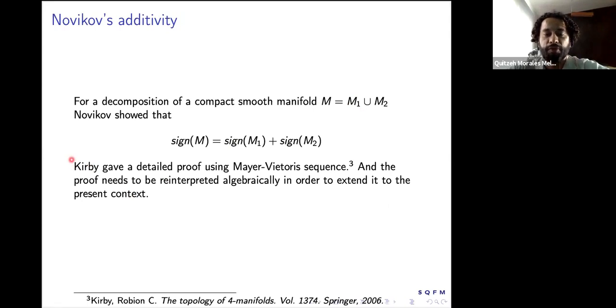Kirby gave a detailed proof using the Mayer-Vietoris sequence, but in order to generalize this property in our case, where we don't have reasonable cohomology, we need to reinterpret this algebraically if we want to extend the proof.